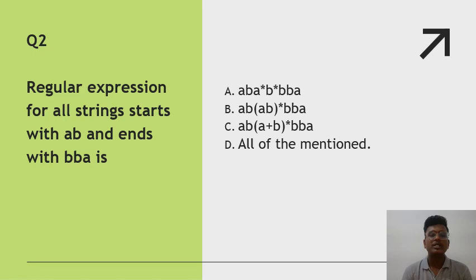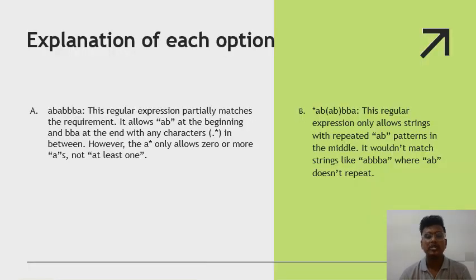This is the second question of the multiple choice questions which we are solving. In this question, we have been given four choices in which we have to find a regular expression for all the strings that start with AB and end with BBA. So let's see the options.